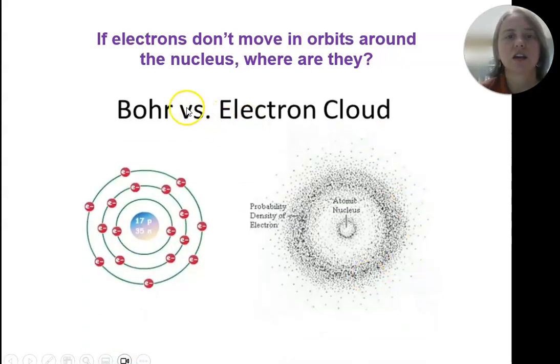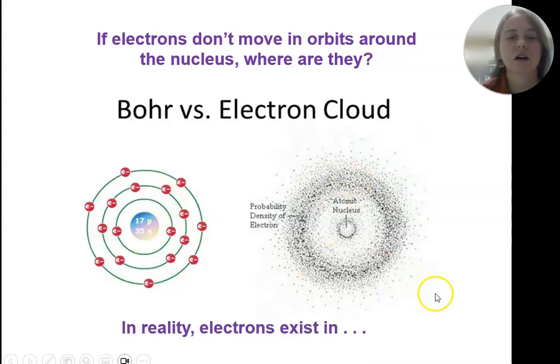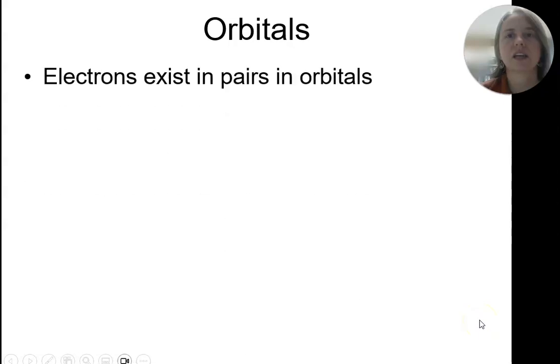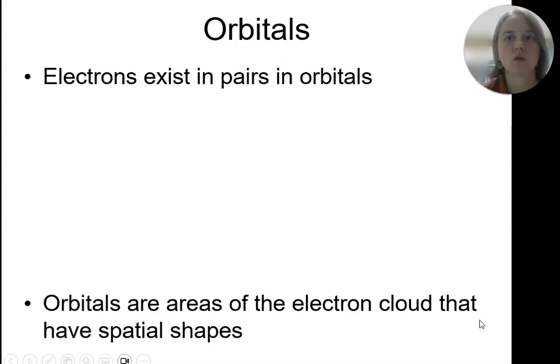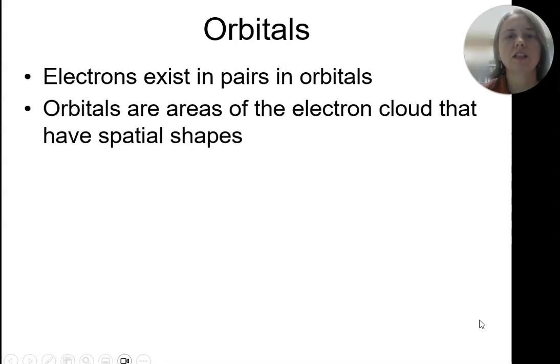So that's kind of talking about the Bohr model versus the electron cloud model. As opposed to being in organized orbits, they are in areas of probability. So in reality, electrons exist in orbitals. So please write this down. Electrons exist in pairs in orbitals. An orbital is an area of the electron cloud that has a specific shape, a spatial shape. Shape in space, a 3D shape.